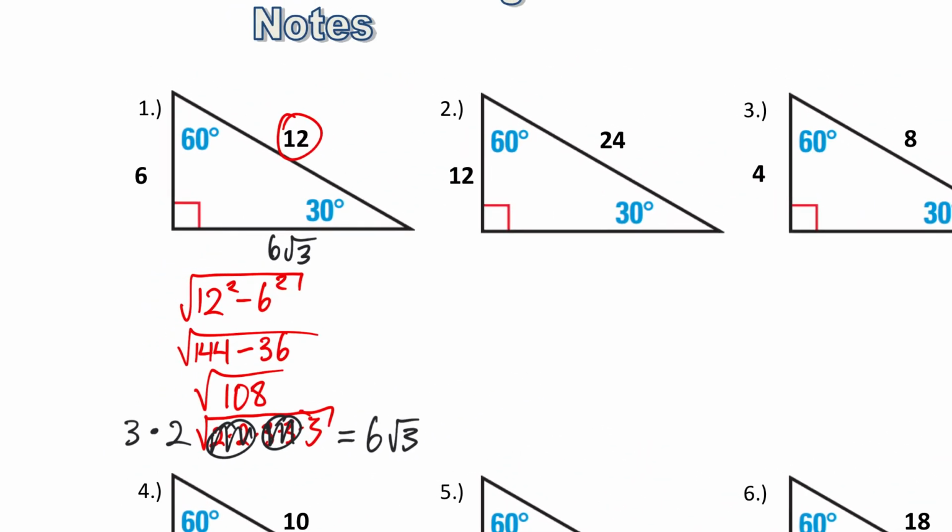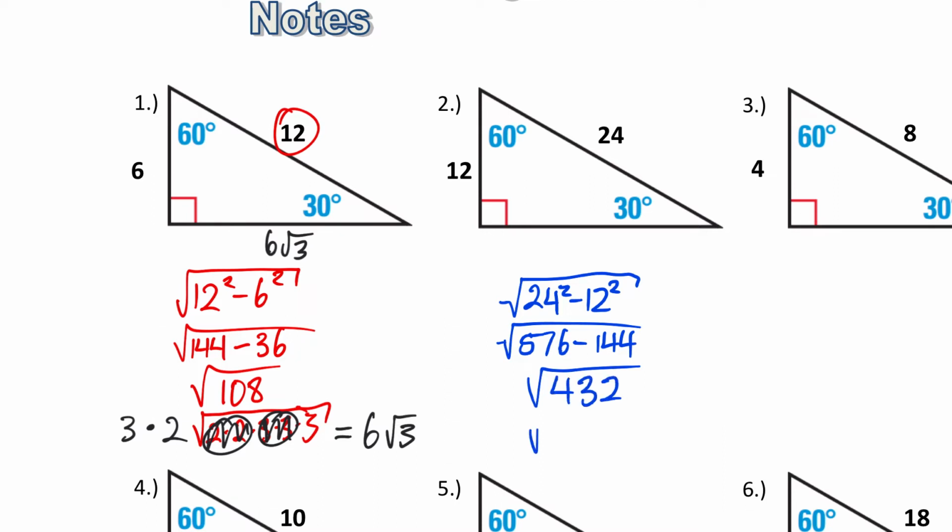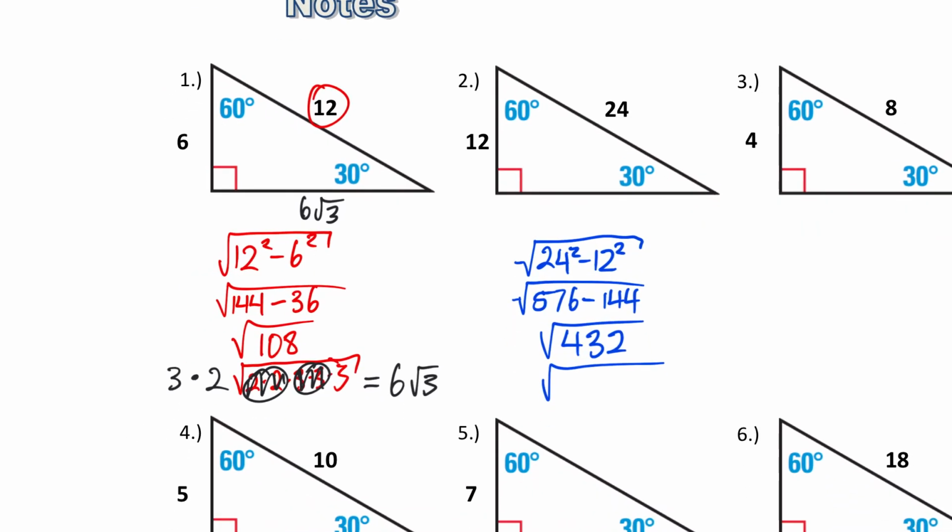Okay, now I just want to do one more so you can see this working. On number 2, same thing. It's going to be 24 squared minus 12 squared, square rooted. What's 24 squared? 576. And 12 squared? 144. 576 minus 144. 432.